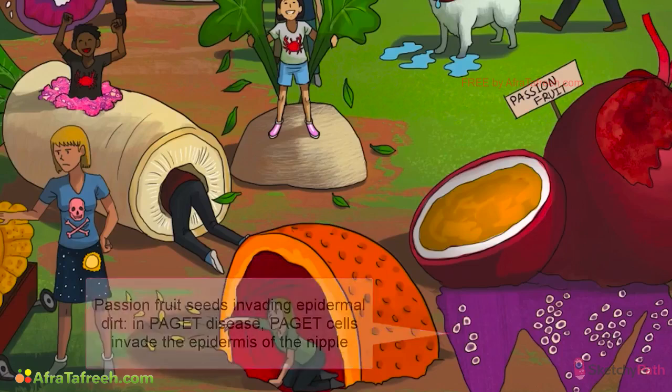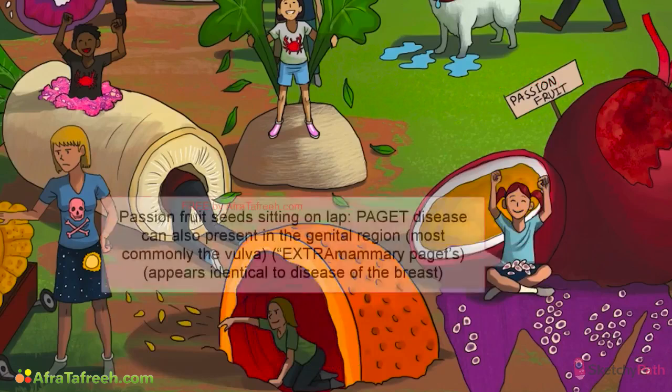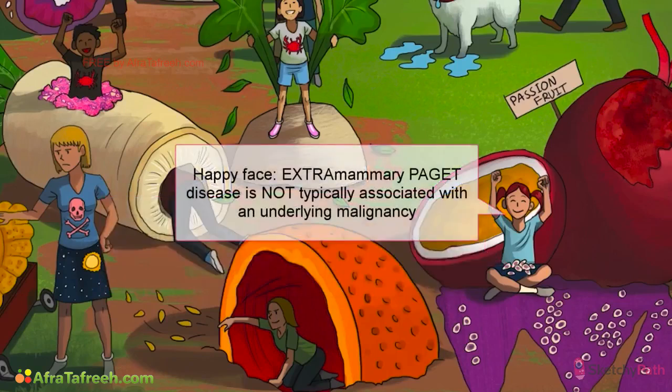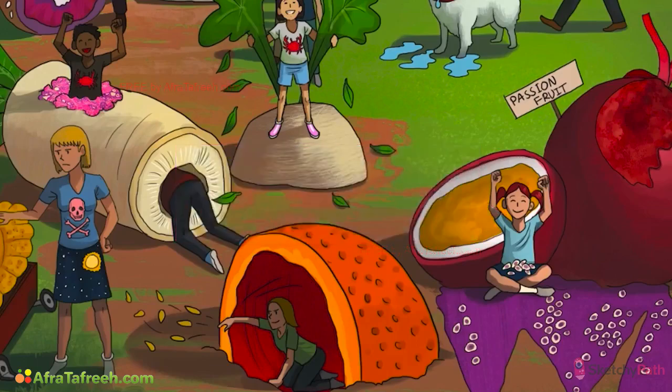invading the epidermal dirt. Interestingly, Paget disease can also present on or near the genitals, most commonly on the vulva. This is called extramammary Paget's and looks virtually identical to Paget's disease of the breast. Unlike Paget's disease of the breast, however, extramammary Paget's disease is less likely to be associated with an underlying malignancy, which is why the girl with the Paget passion fruit seeds on her lap is so carefree.